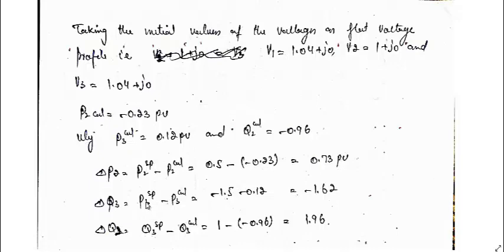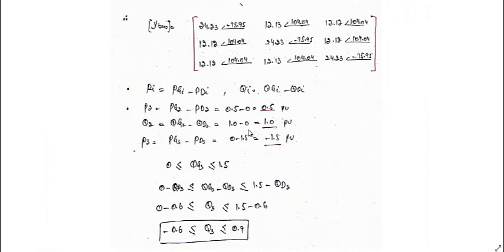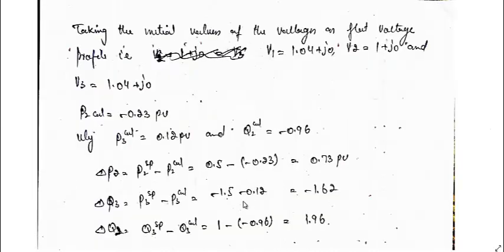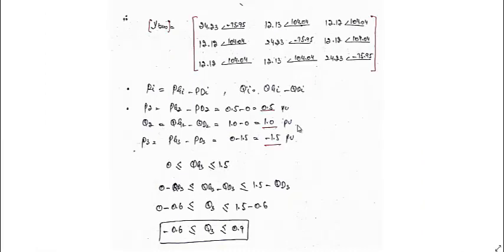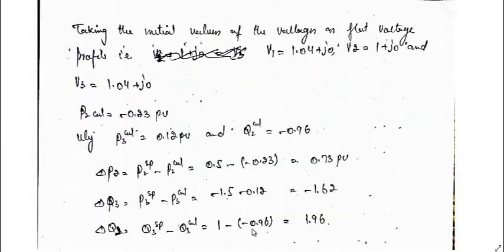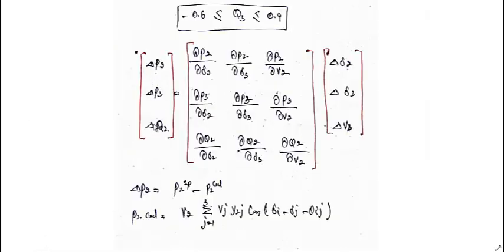Delta P3 will be P3 specified minus P3 calculated, that is minus 1.5, which is calculated like this, minus 0.12. So it comes out to be minus 1.62. Similarly, delta Q2 will be equal to Q2 specified minus this Q2 calculated, like this. So what is Q2 specified? That is 1.0, and this comes out to be 0.96, so it is 1.96. These are the 3 values of this matrix.